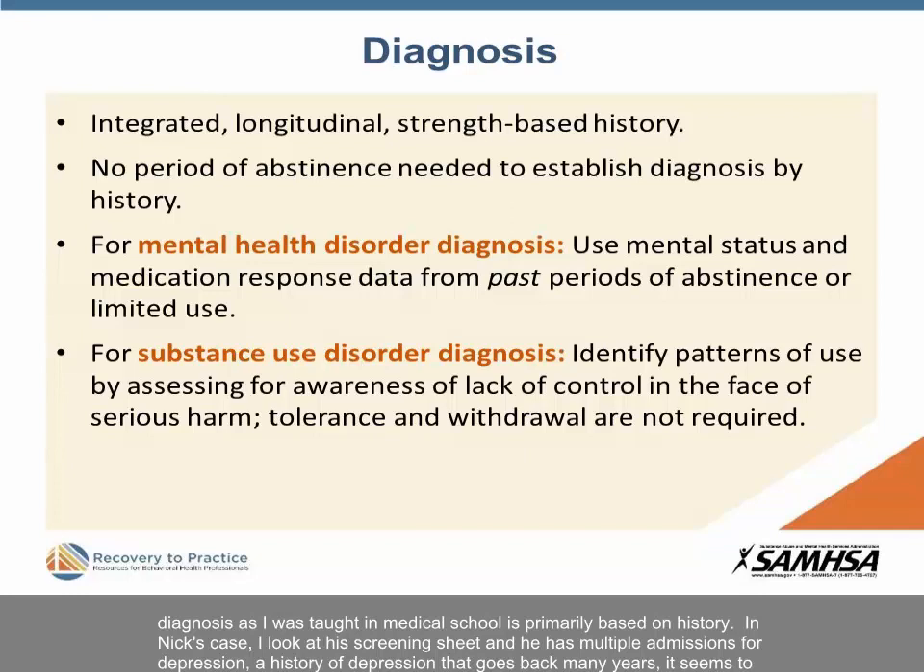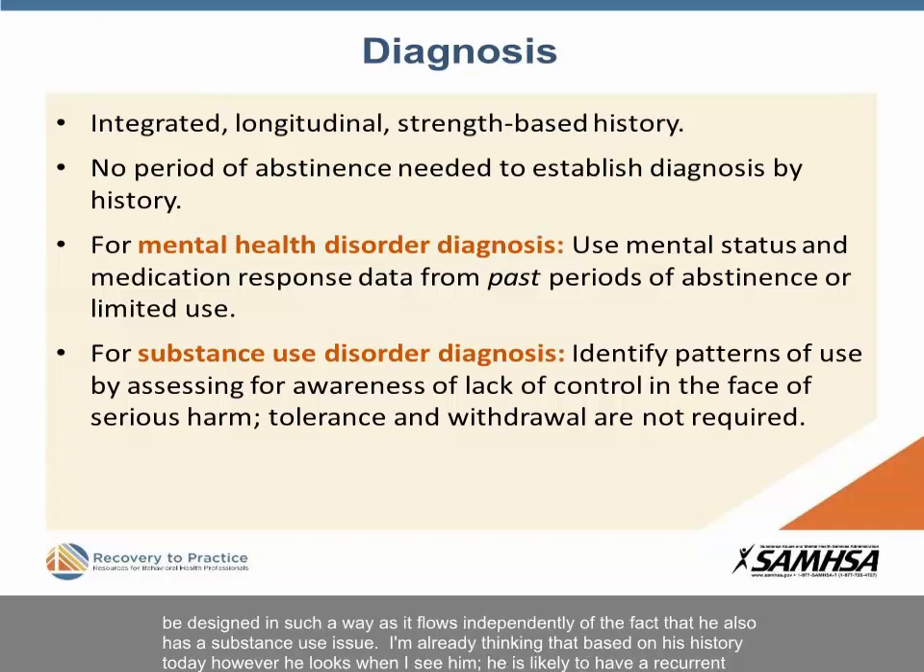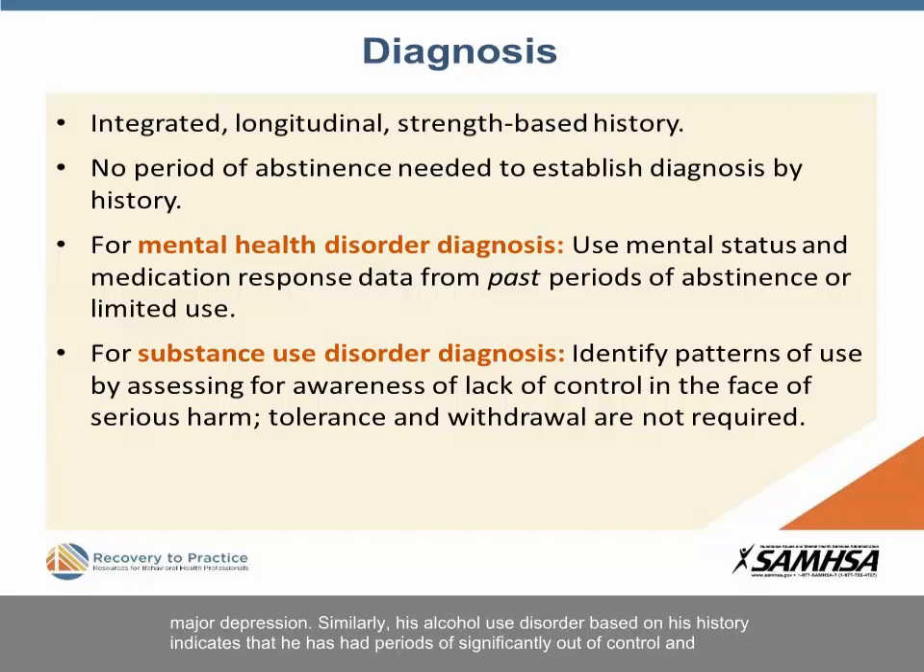In Nick's case, I look at his screening sheet, and he has multiple admissions for depression. He has a history of depression that goes back many years. It seems to be designed in such a way as it flows independently of the fact that he also has a substance use issue. And I'm already thinking that, based on his history, however he looks when I see him, he's likely to have a recurrent major depression. Similarly, his alcohol use disorder, based on his history, indicates that he has had periods of significantly out of control and problematic drinking. And so he has moderate to severe alcohol addiction based on his history.